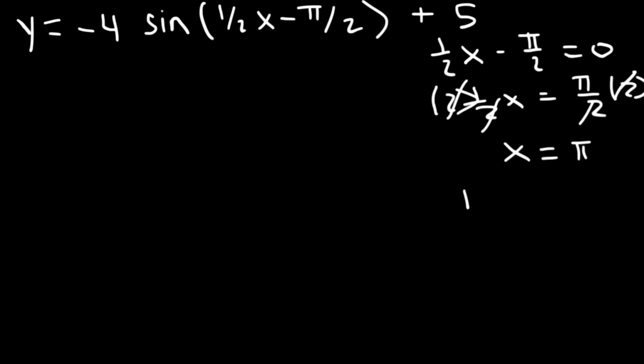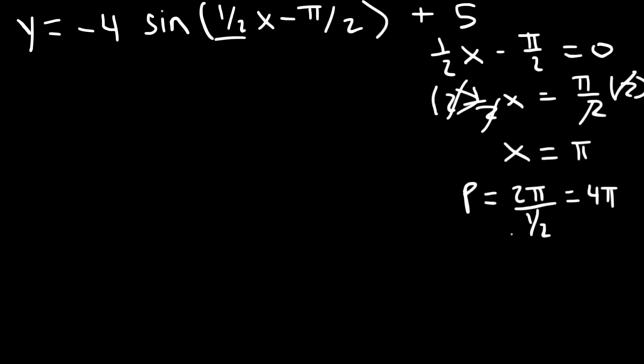Next, let's calculate the period. The period is going to be 2 pi over b, and the number in front of x, as we can see, is 1/2. So this is going to be 4 pi. Remember, if you divide by a half, it's the same as multiplying by 2.